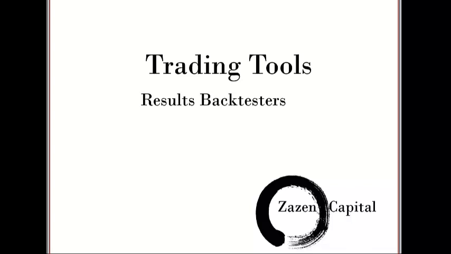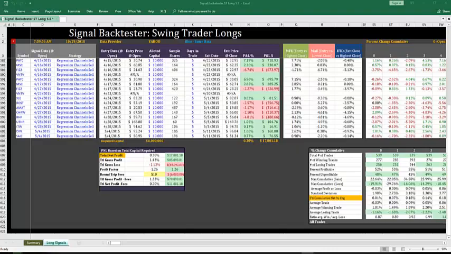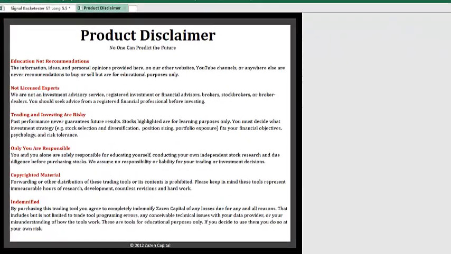In today's combination tutorial and web lesson, I'm going to be covering backtesters. These are tools that I use to backtest various strategies to determine whether they're profitable or not and worth trading.